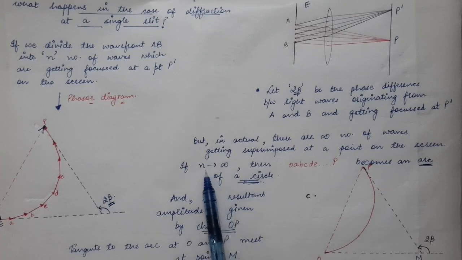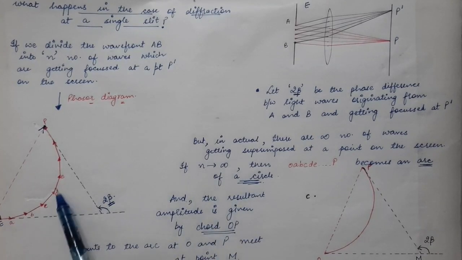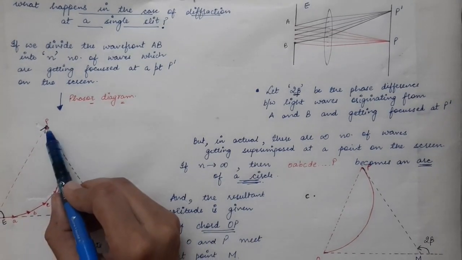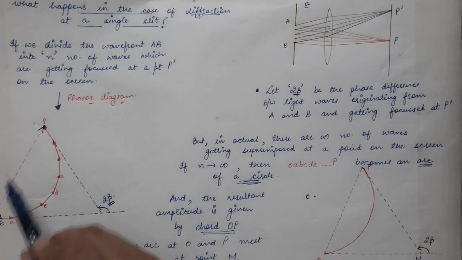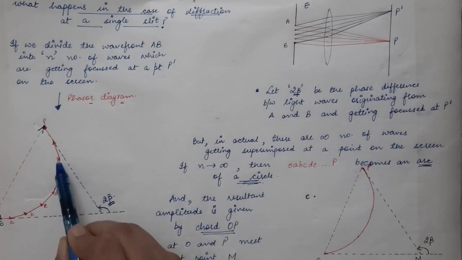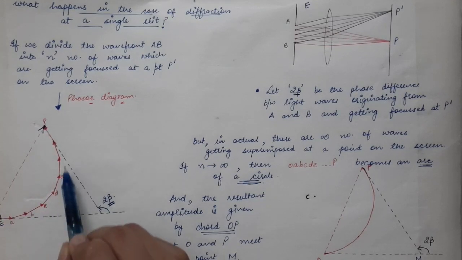Now we are using this condition that n tends to infinity. So the number of vectors will tend to infinity. This angle will remain the same, meaning this point and this point, the initial and the final point, will remain the same. But now this section will get divided into an infinite number of parts.